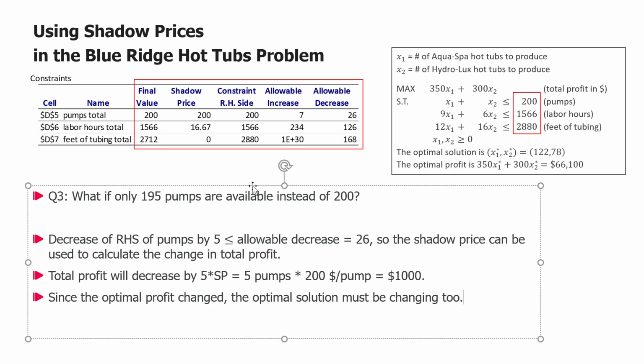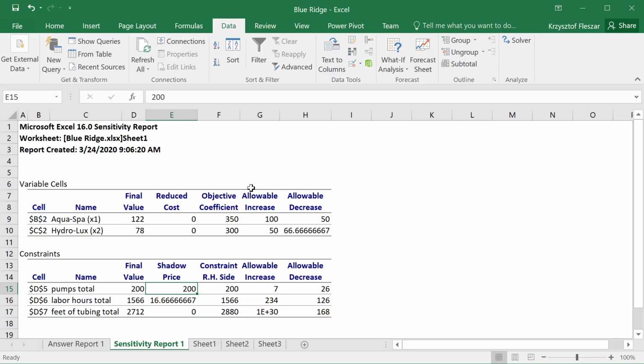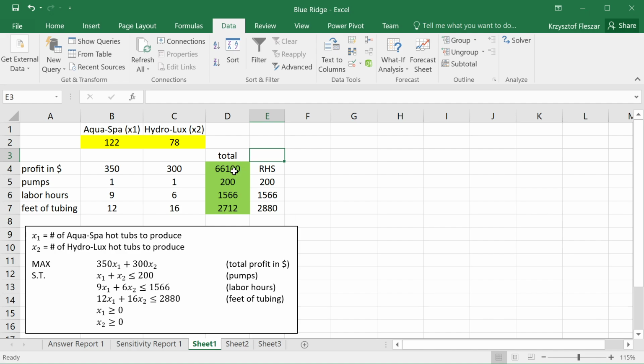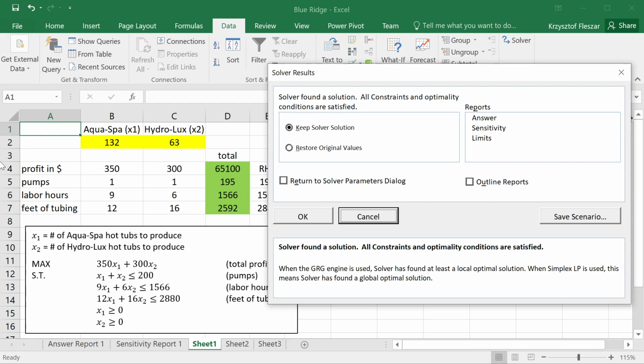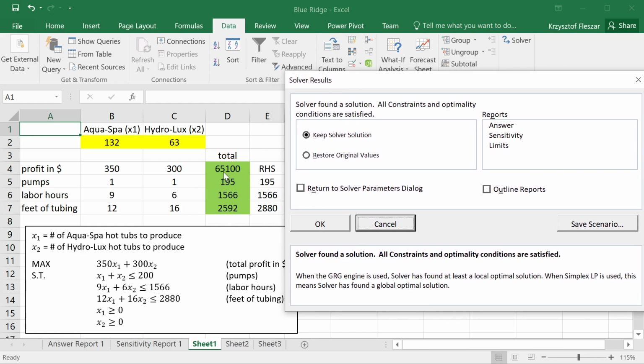So let us see in Excel what this looks like, right? We can convince ourselves that it works by resolving the problem in Excel with the changed value. So let me go to the model here and change the right-hand side as we did, decrease it by 5, so make it 195, right? Again, this does not update automatically. I need to go to the solver and click solve again to resolve the problem. And then observe what happens when I resolve. The solution changed, right? It was 122.78. I couldn't have predicted it will be 132.63. But what I did predict is that there will be a $1,000 decrease in the optimal objective function value. And you can see this total profit, which was before 66,100, is now 65,100, which is exactly what we predicted. For every one pump, we lost $200, so a total of $1,000 was lost, right?